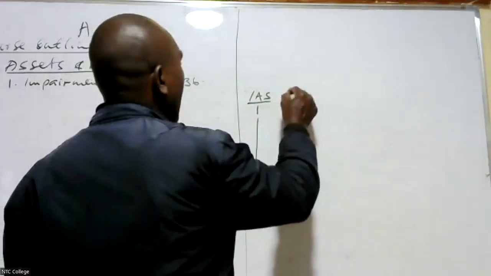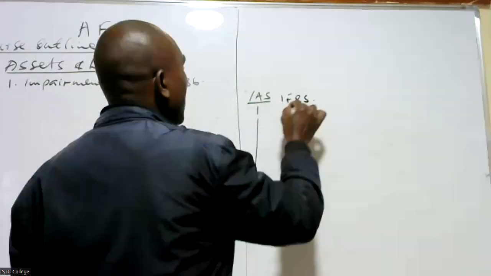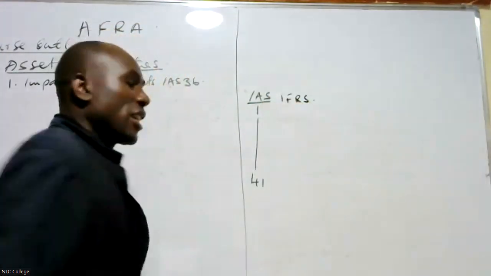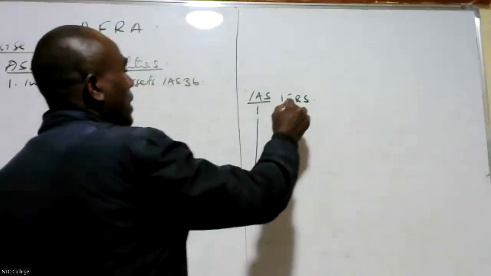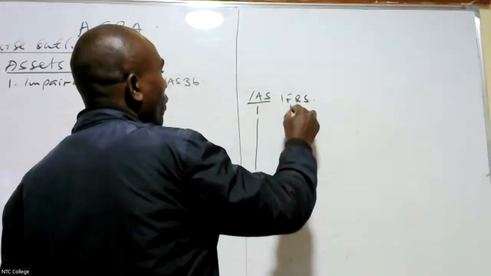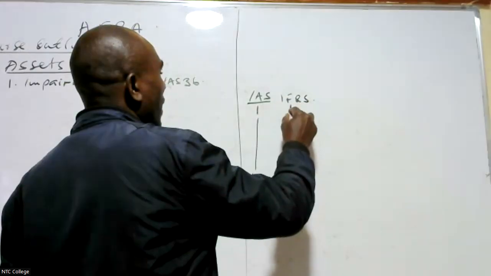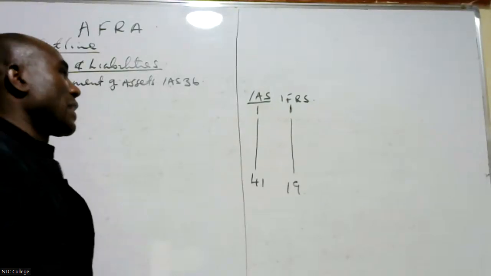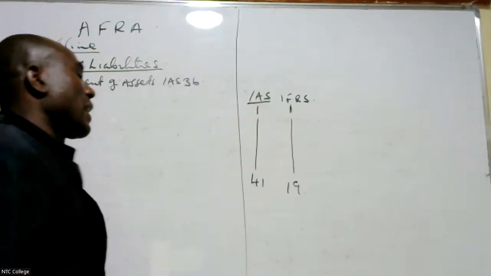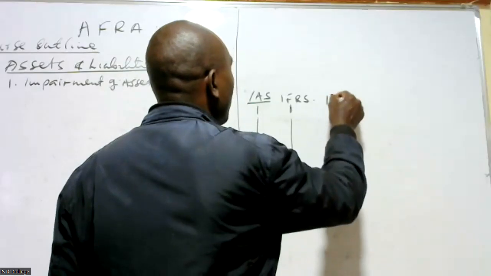Then we have what we call IFRS. IFRS is International Financial Reporting Standard. Therefore, there are some things which I've been discussing based on IFRS, and it's also from IFRS 1 all the way to IFRS 19, those which are fully implemented. Remember, there are some which are in the process of development. Then we also have what we call IPSAS.